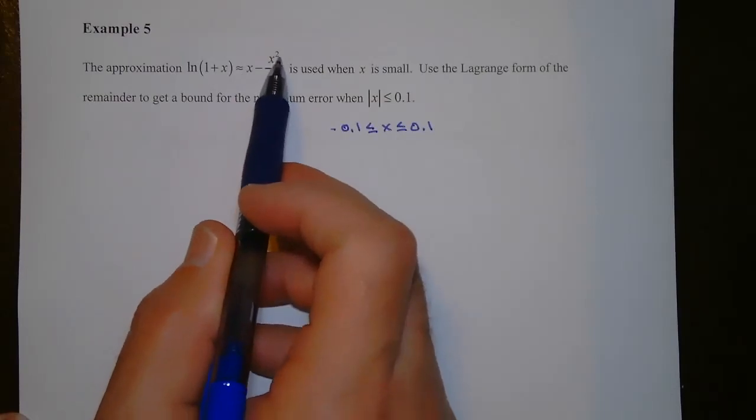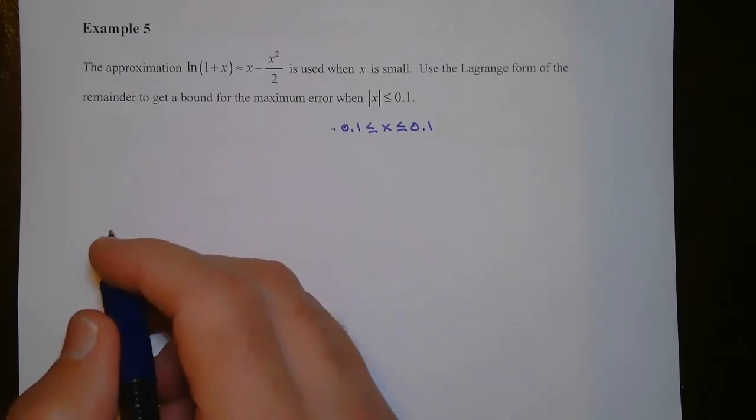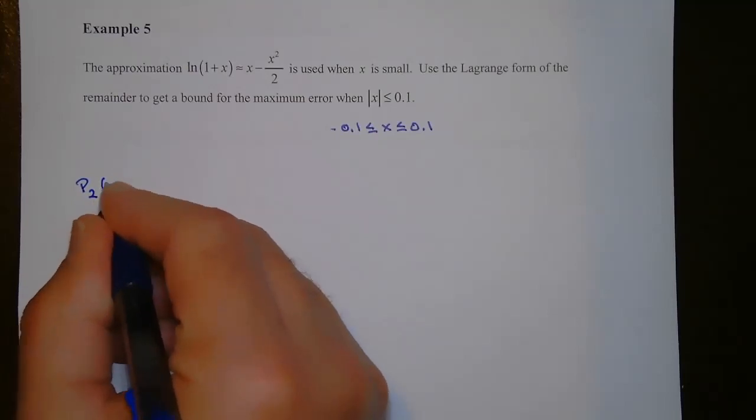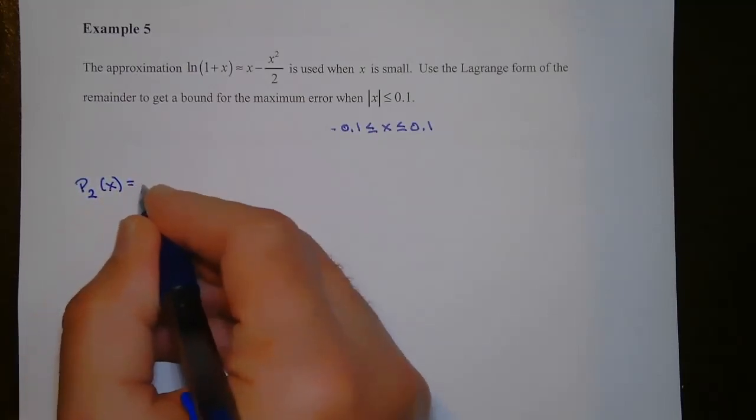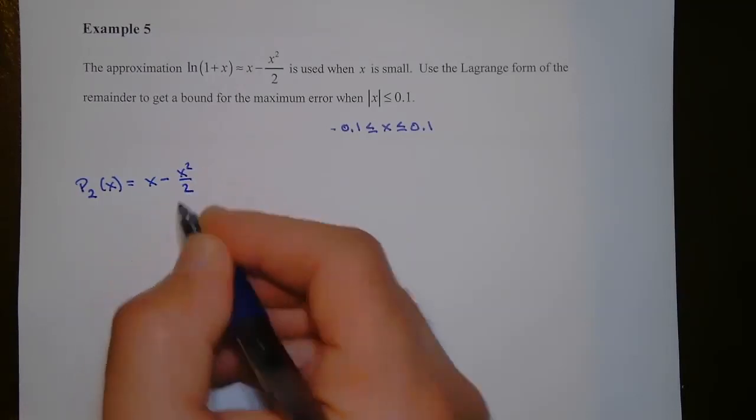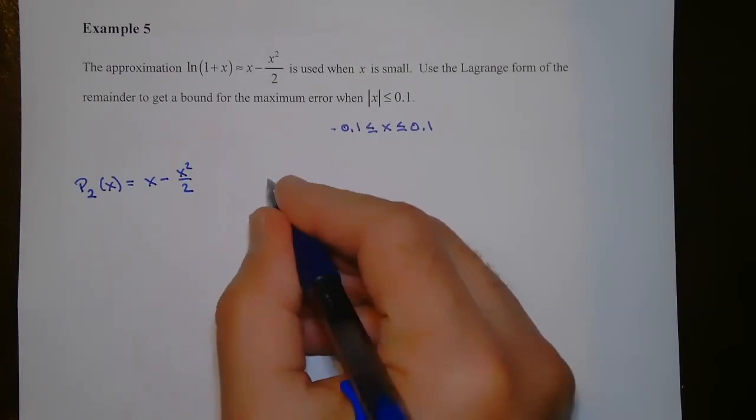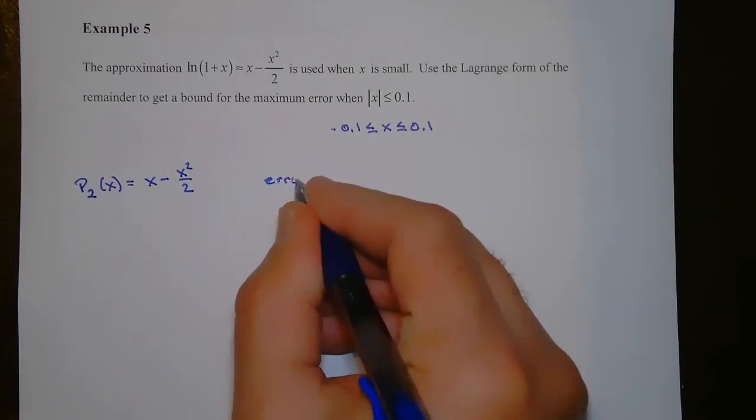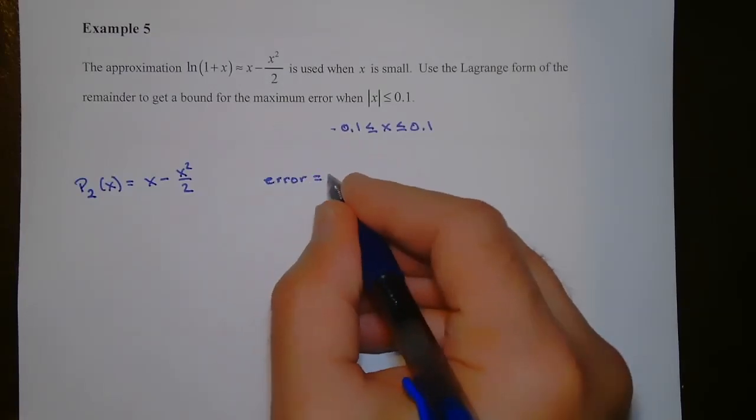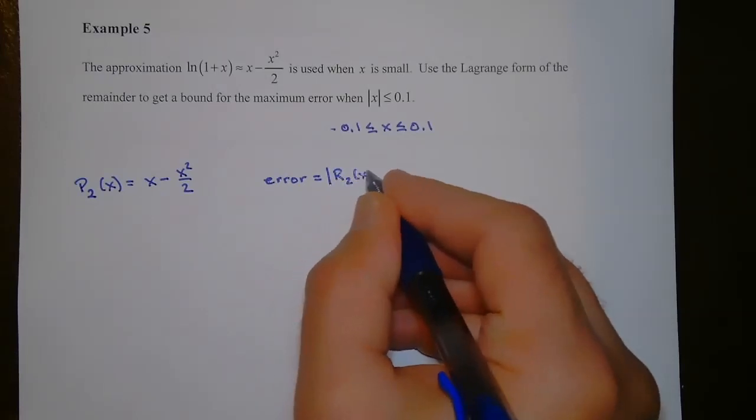Since it's second degree right here, that means it's the second order Taylor polynomial. So we're going to write p sub 2 of x is equal to x minus x squared over 2. And then to get the maximum error bound, the error is equal to the absolute value of r sub 2 of x.